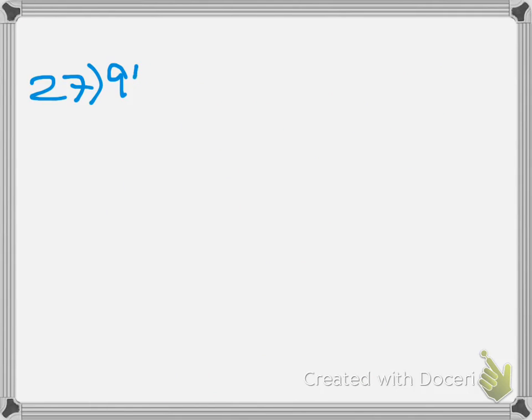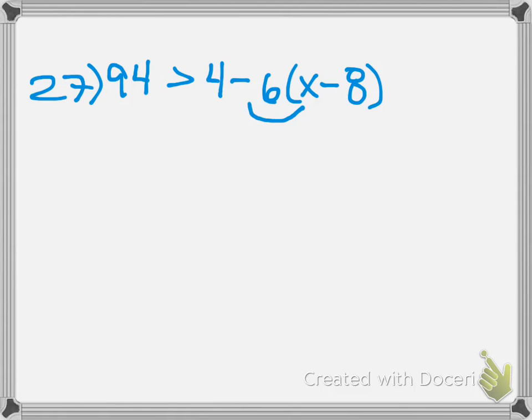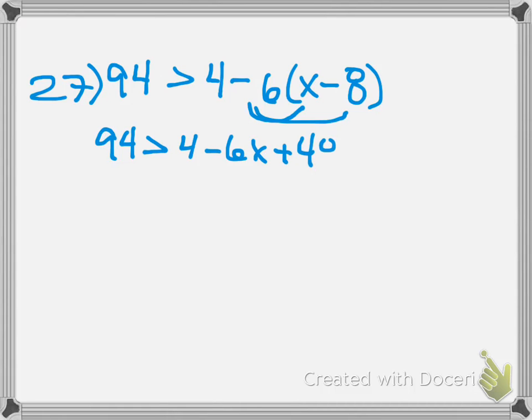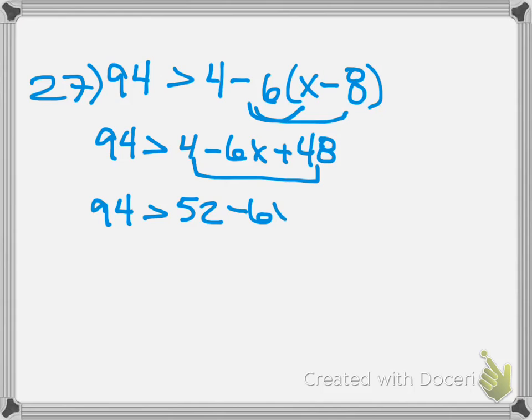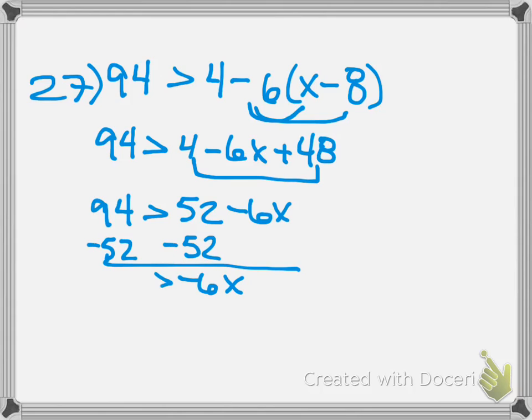Alright, next question, number 27. 94 is greater than 4 minus 6x minus 8 parentheses. Be careful here. This is the one where you need to be careful because you're going to multiply by a negative 6. So, because you got that minus 6, you're going to treat that as a negative 6. Negative 6x plus 48. Then combine your like terms. That gives you 52 minus 6x. Then we can subtract, and then we can divide by negative 6.